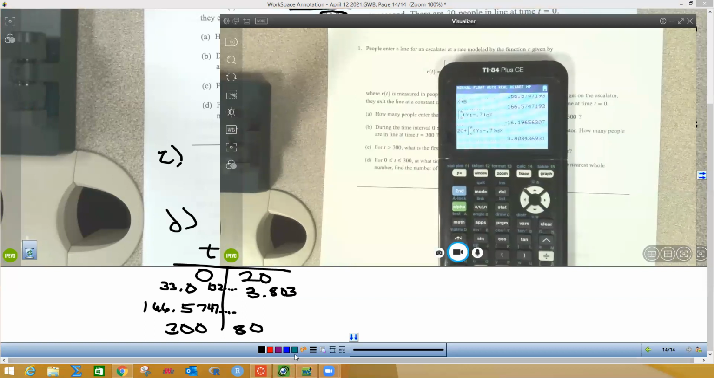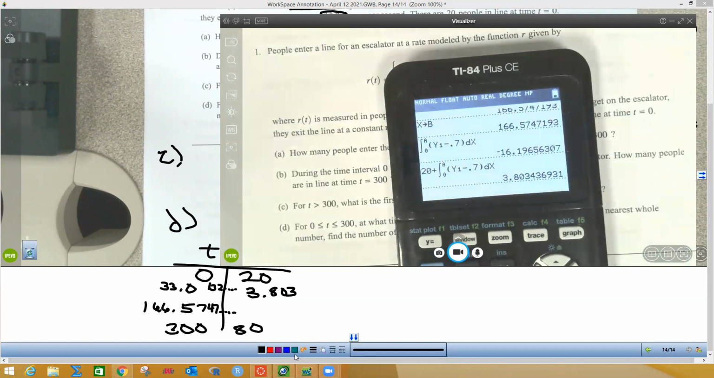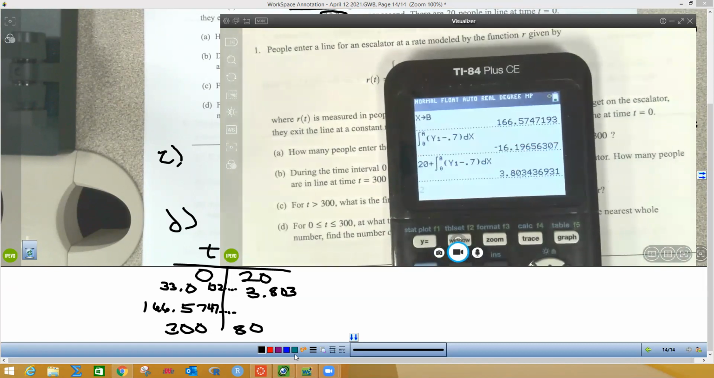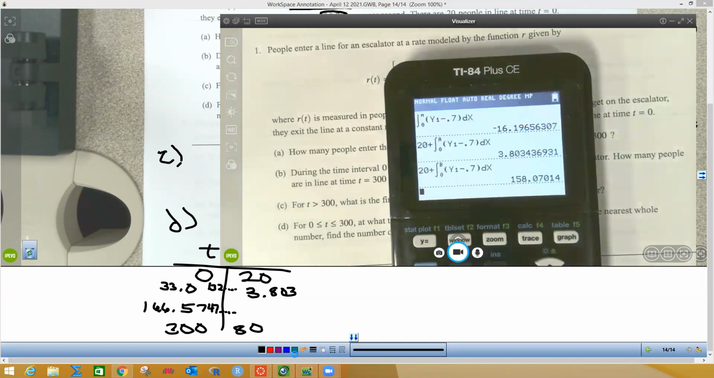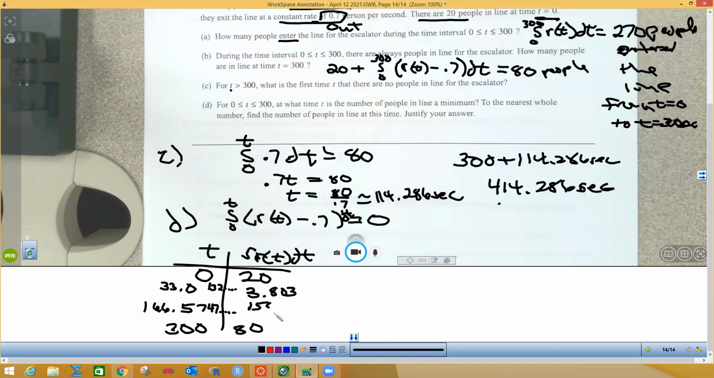And then we're going to go back to the calculator and I'm going to plug in that other number. Zoom in a little more here. All right, so then I'm going to hit second, enter, and it gives me the same thing because that's the fast way to go. And I go back to that A and I want alpha B, and I hit enter. So at that time, there's 158.070 people in line. Okay, and I should have put up here 20 plus this is the formula I want to use.